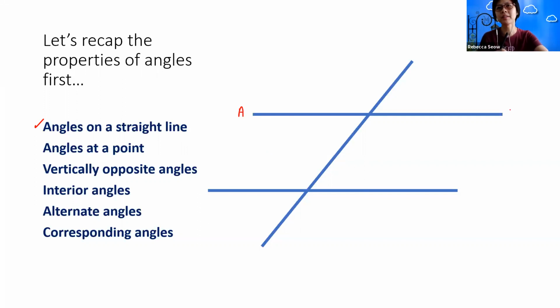This line is labeled as AB. We have another line, CD. Now, these two lines, I'm going to make it parallel to each other. Okay, and cutting the two lines across is another line that is referred to as EF. Now, this one line that cuts the two parallel lines across is actually called a transversal. You will not be covering this term in primary school, but however, you will be familiar with it when you reach secondary 1.